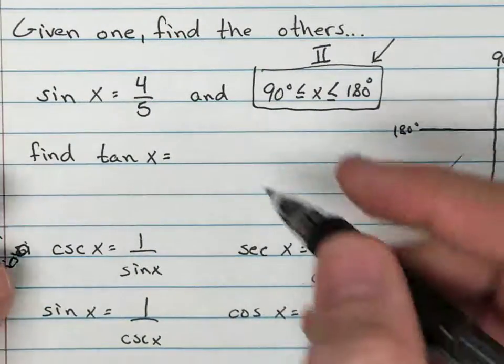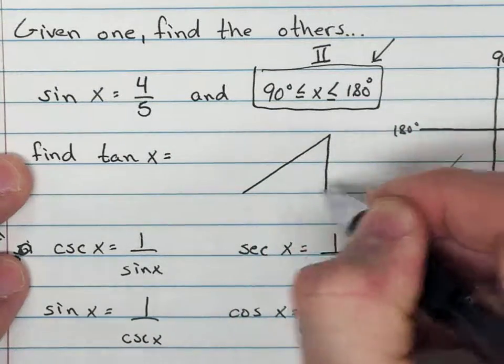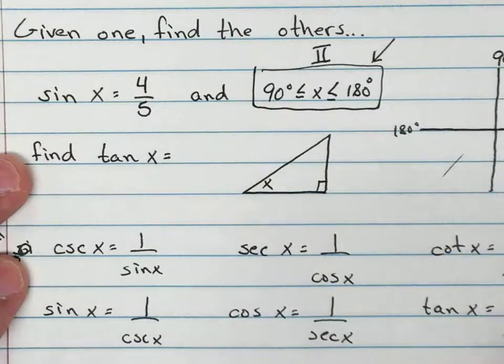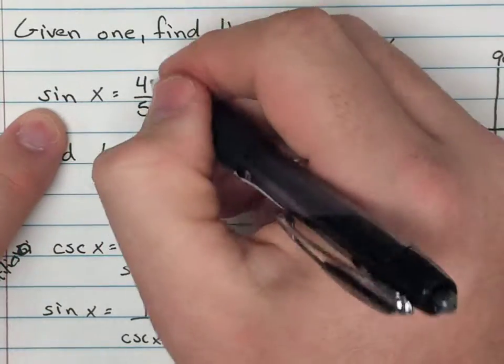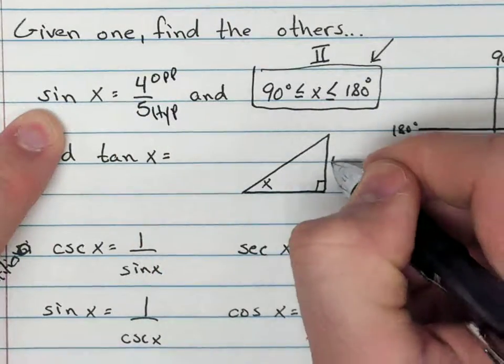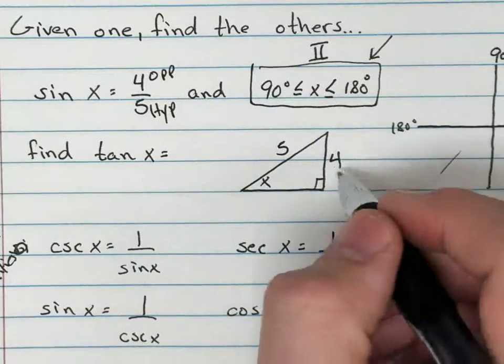Here's all you have to do. This is the easy way. Draw yourself a little right triangle. Here's my x. Sine is 4/5. And a reminder that sine is opposite over hypotenuse. So that is 4 and that is 5. Again, this is the easy way of doing this. I'll show you the more difficult way in just a second.